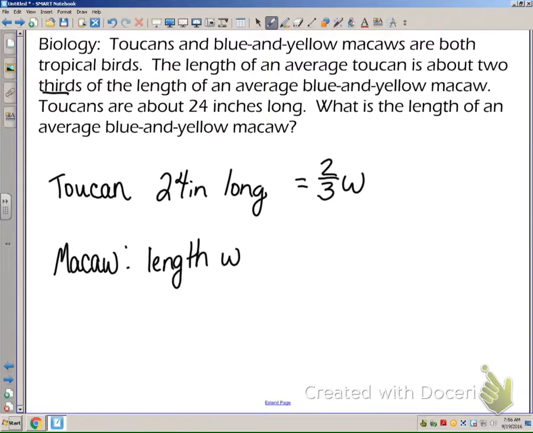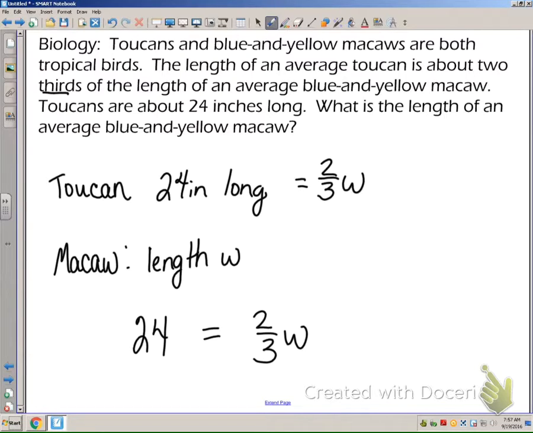So we know two things about the toucan. Right now we know that it's 24 inches, and we also know that it's 2/3 the length of the macaw. I don't know why I put a W. I was thinking M, but that's okay. We'll stick with the W since I wrote that. So these are equivalent equations. The toucan's length is equivalent to 2/3 of the macaw's length. So now we want to know what is the length of the macaw.